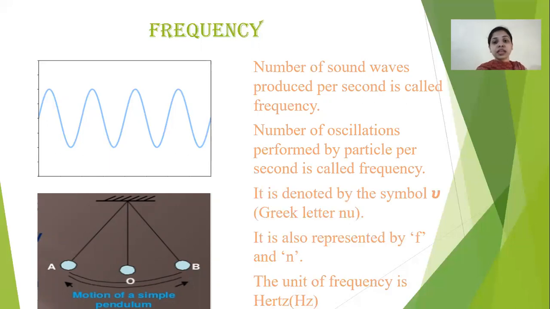So the frequency is denoted by mu. Mu is a Greek letter and its symbol is this. It is called mu. Also, it is represented by f. Sometimes it is also represented by a small n. And the unit of frequency is hertz. Always the frequency is measured in hertz. Hertz is the standard unit for measuring the frequency. Okay, so this is about the frequency.